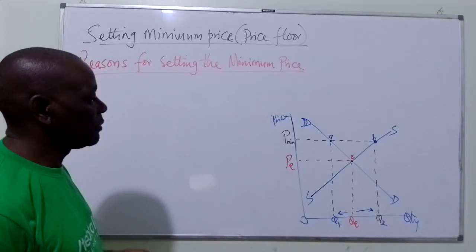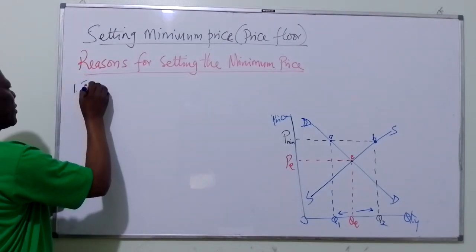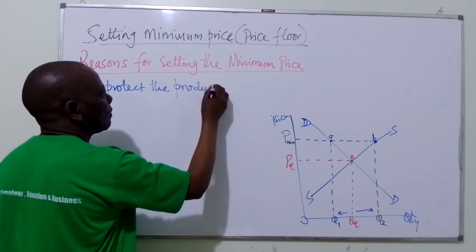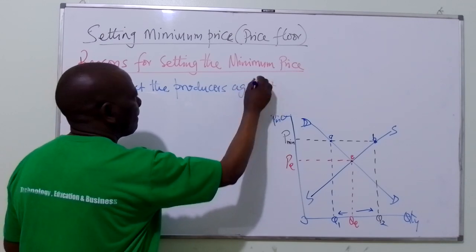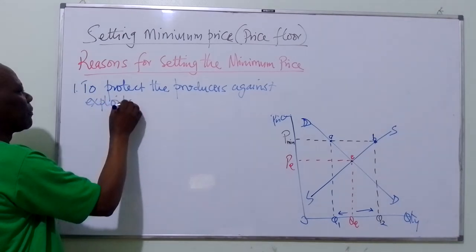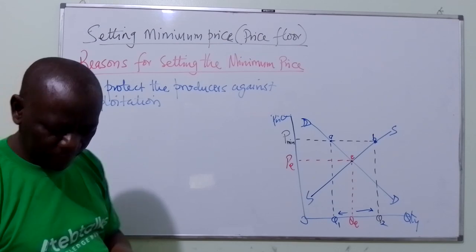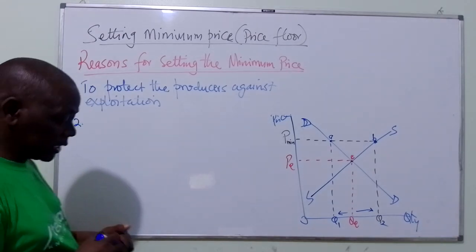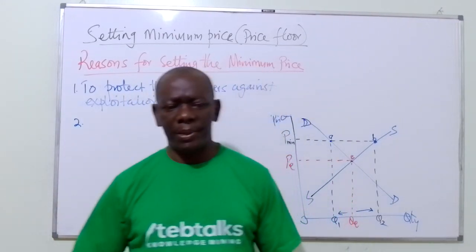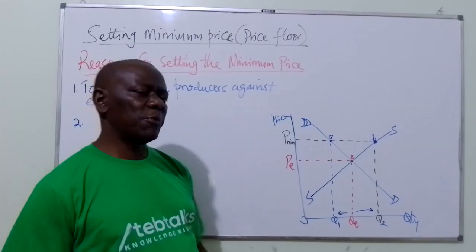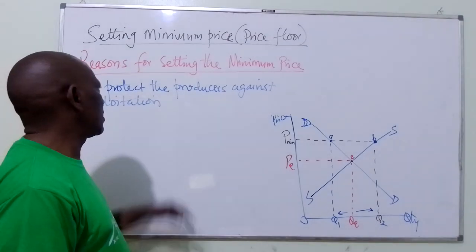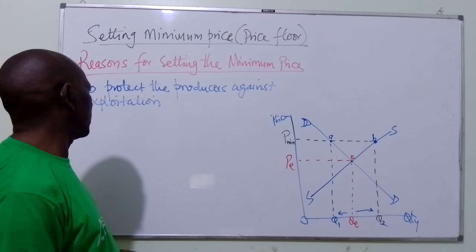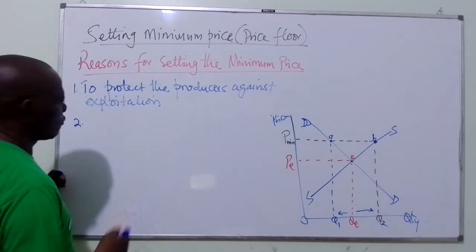There must be a reason, or there must be reasons, and one is to protect the producers against exploitation. So, the producers are being exploited, especially if it is agricultural commodities where they know that they are perishable. They will give them a very low price. Even the equilibrium price will be generally low. That's why government comes in and says, no, these people are being exploited. Let us put the price at a higher level. So it is to protect against exploitation by the buyers, those who buy from them.